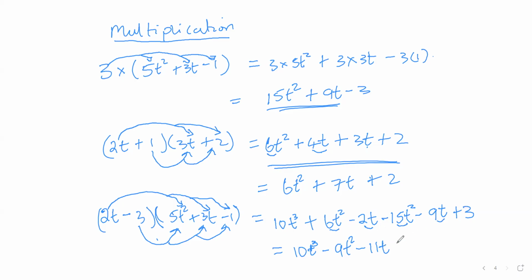And then 3 is the only constant term, so we just have 1 plus 3, and that is the final answer from multiplying those algebraic expressions. Now, before we take the examples, let's look at division of algebraic expressions, basically.